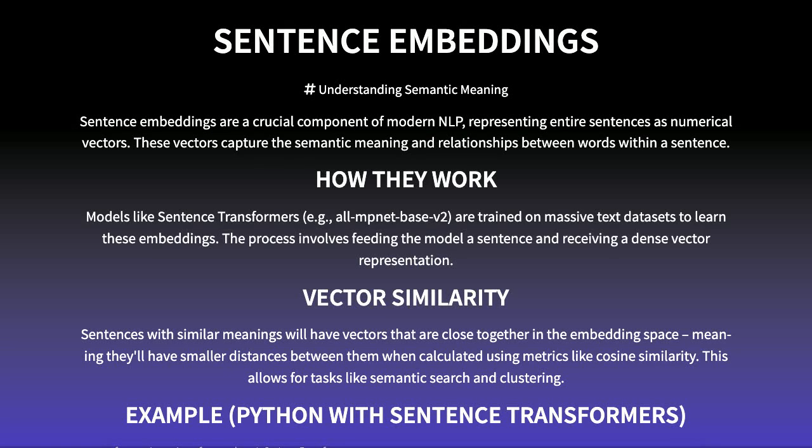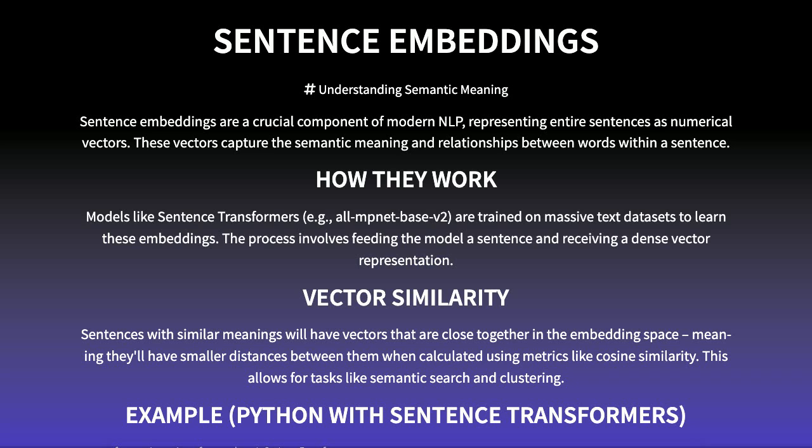Okay, let's talk about sentence embeddings. Think of them as a way to translate words and sentences into numbers, specifically dense vectors. These vectors capture the meaning of a sentence, not just its individual words. Models like sentence transformers are trained on huge amounts of text, learning these relationships so they can represent sentences numerically. The cool thing is, sentences with similar meanings will have vectors that are close to each other in this space.